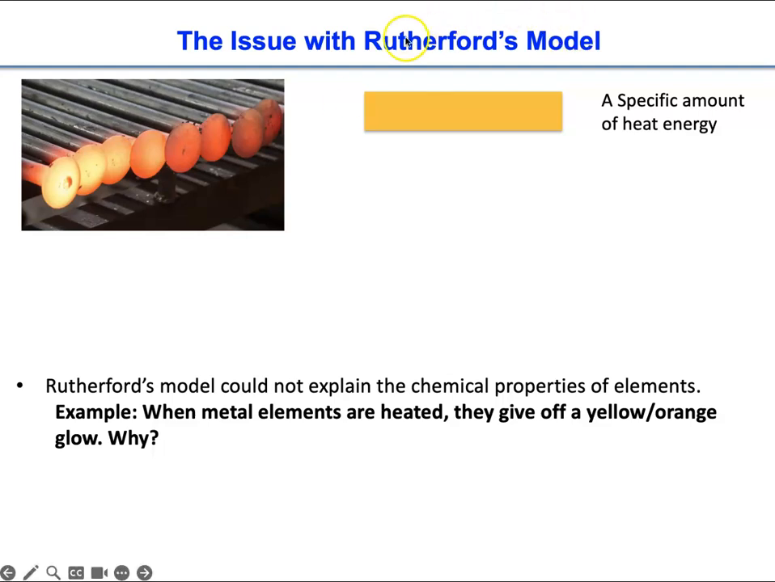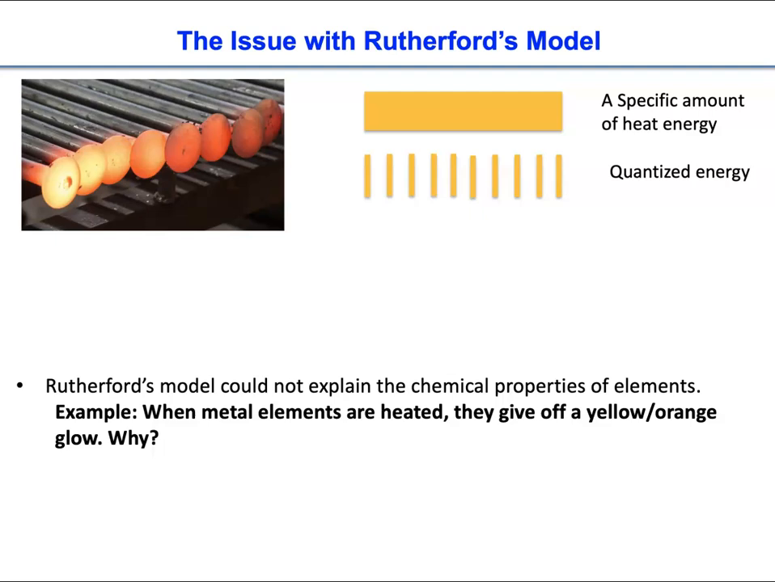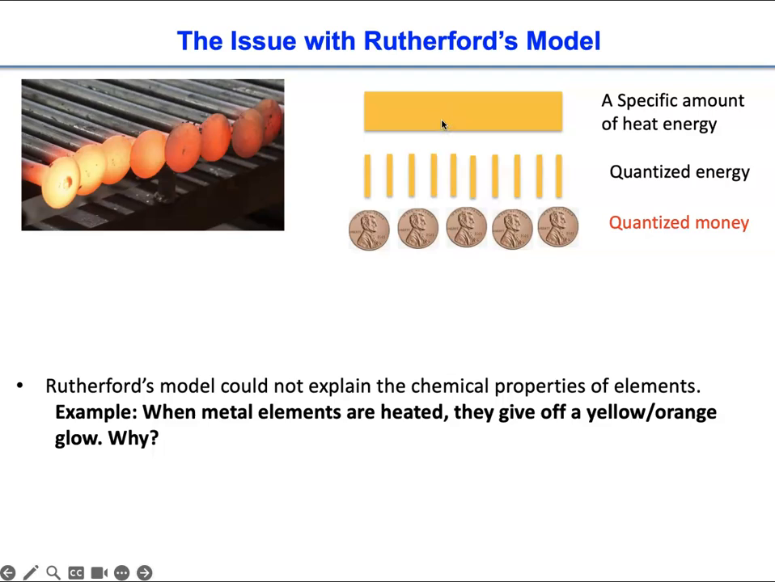Now, if you think of a specific amount of energy like this, let's imagine this is 100 units of energy. It's not one continuous piece of energy. It's made out of tiny quantized packets as shown here. And you can think that it's like money. If this was $100, it's made out of a lot of pennies. So money is also quantized. So Niels Bohr wondered if energy inside the atom was also quantized.